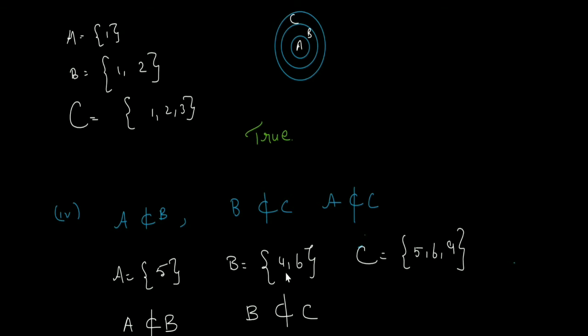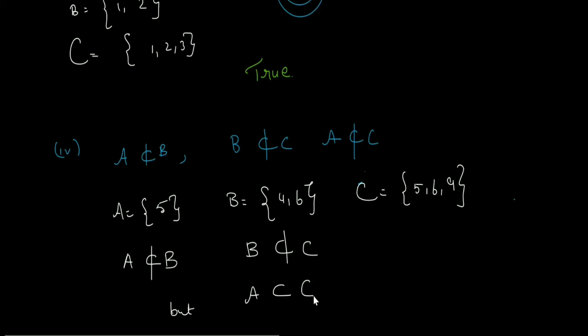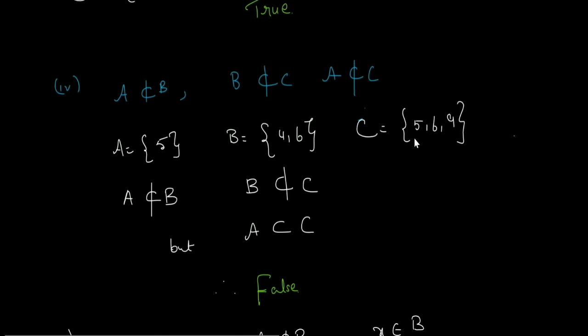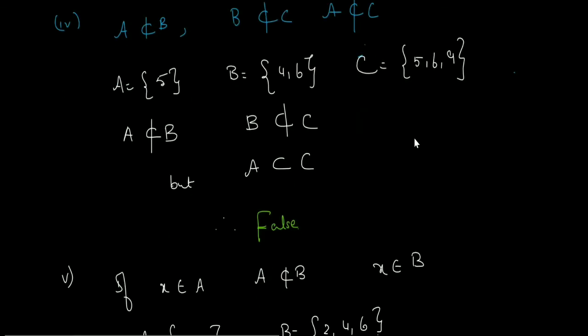So B is {4, 6} and C is {5, 6, 9}. 4 is not present in C. That means B is not a subset of C. But A is a subset of C because 5 is present in the set C. A can be a subset of C. So the given statement is false. So if you give one example, that is enough to say the statement is false.